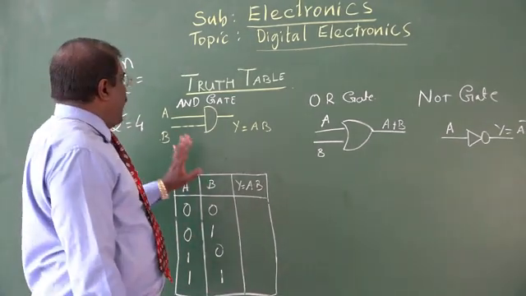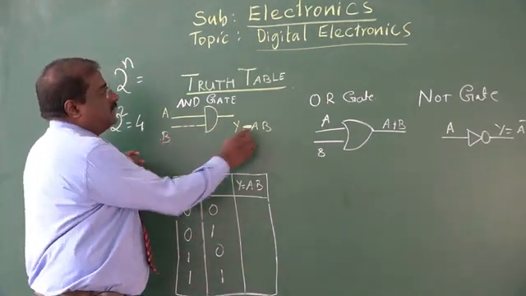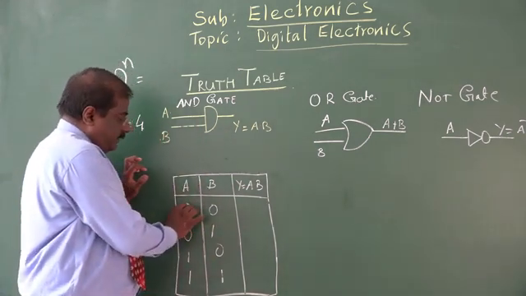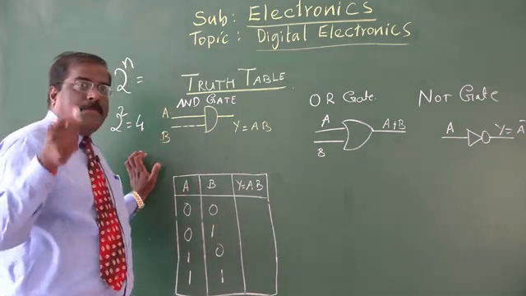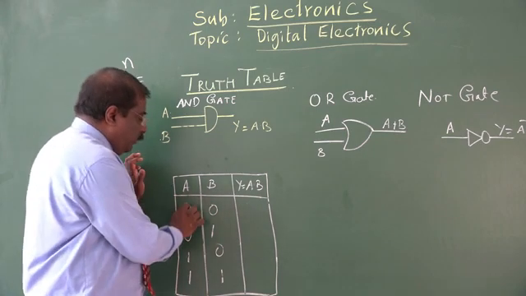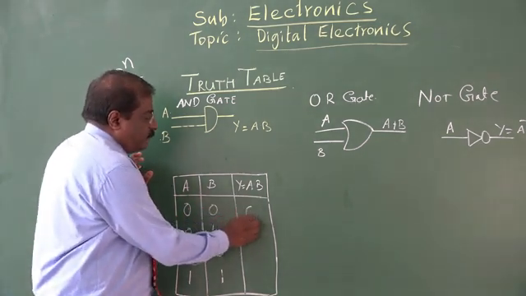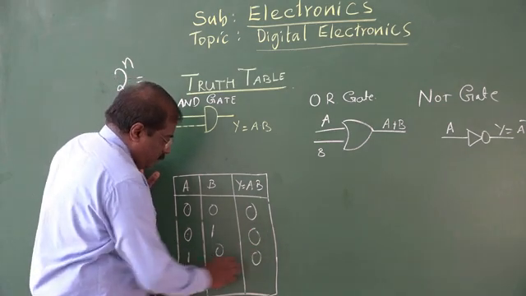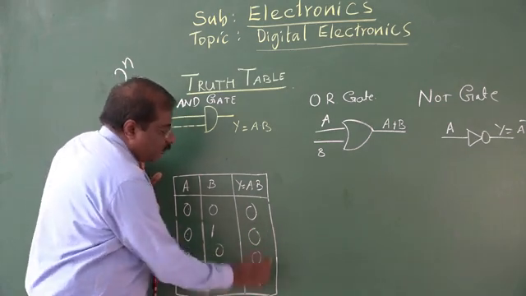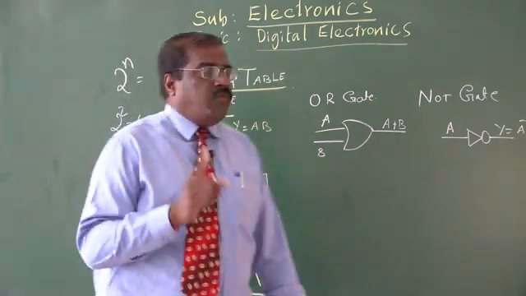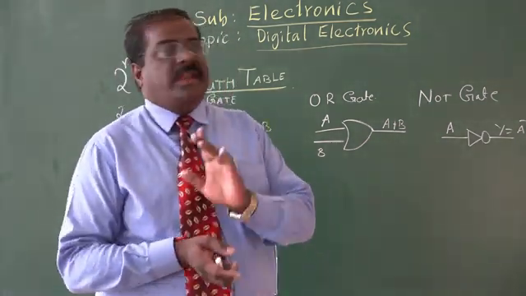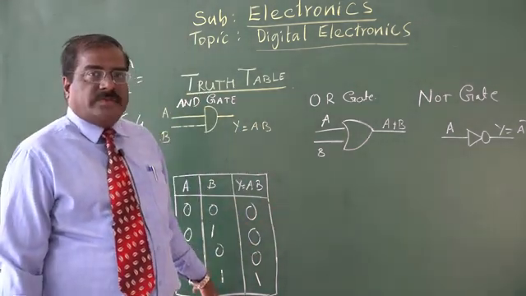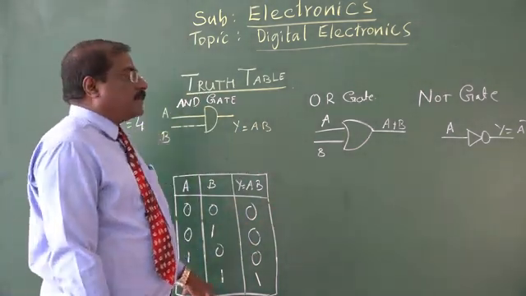So the AND function is A dot B. As I told you in the beginning, it is multiplicative. That means 0 dot 0 is 0, 0 1 is 0, 1 0 is 0, 1 1 is 1. Any number of 0 inputs fetches you only 0. That is the concept of Boolean algebra.